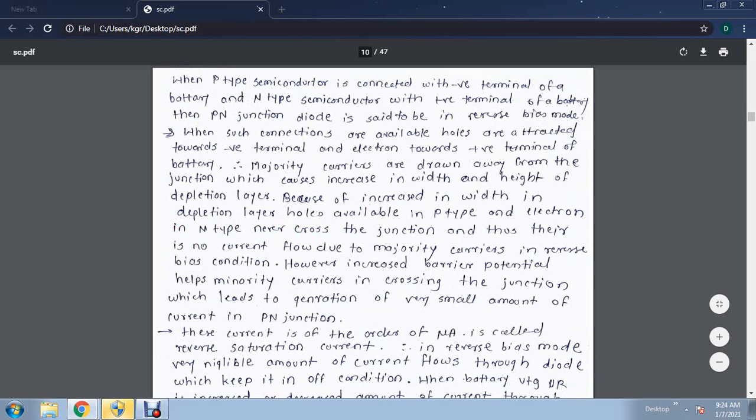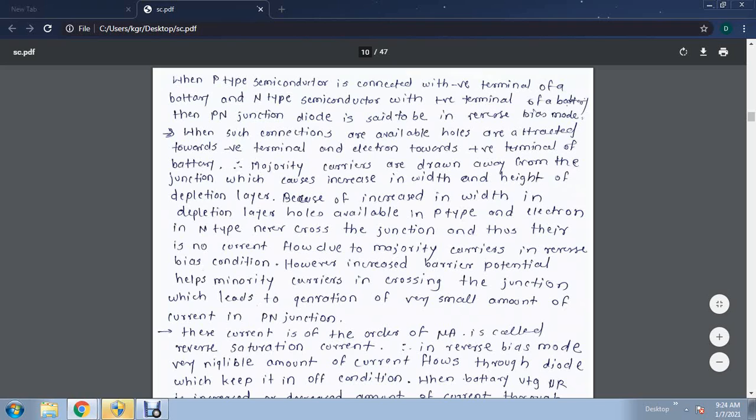Then the P type semiconductor is connected with the negative terminal of the battery and the N type semiconductor with the positive terminal of the battery. The PN junction diode is suitable for reverse bias mode. When such connections are made, holes are attracted towards the negative terminal and electrons towards the positive terminal of the battery. Majority carriers are drawn away from the junction, which causes an increase in the width and height of the depletion region.